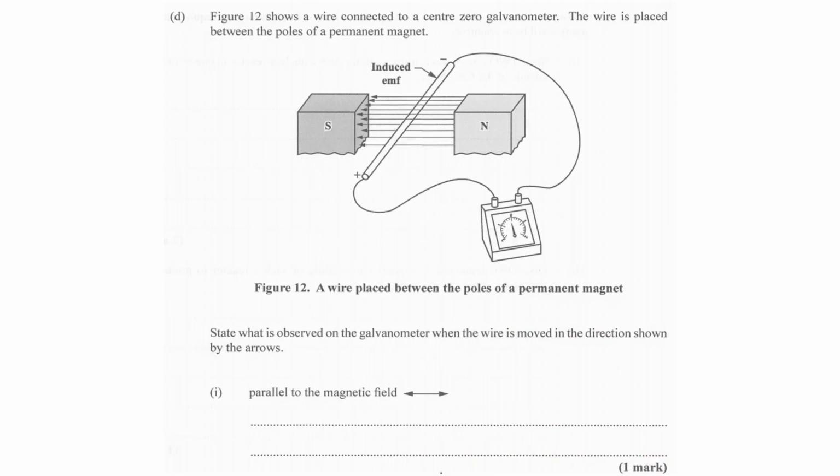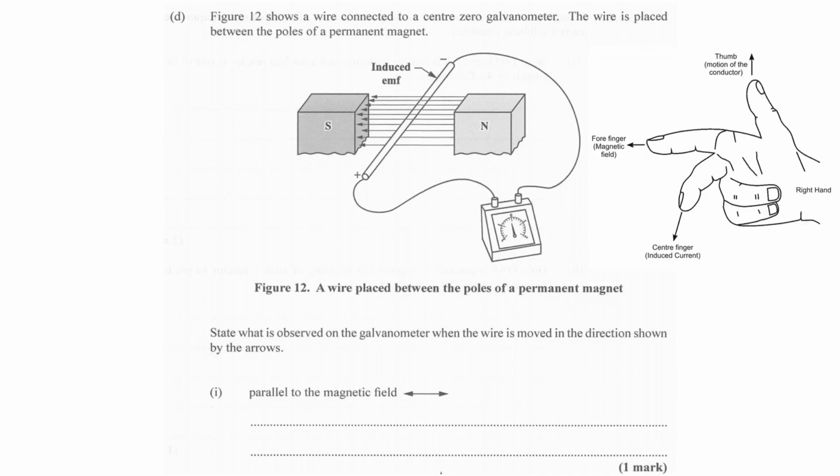Part D. Figure 12 shows a wire connected to a center zero galvanometer. The wire is placed between the poles of a permanent magnet. State what is observed on the galvanometer when the wire is moved in the direction shown by the arrows. So part 1, if it's moved parallel to the magnetic field. So we would need to use Fleming's right-hand rule.